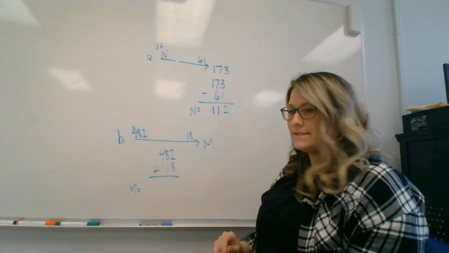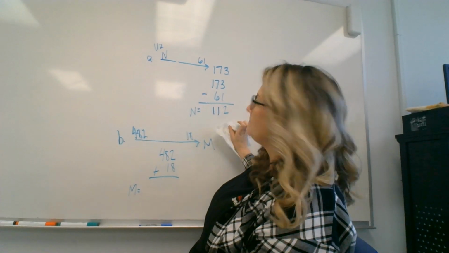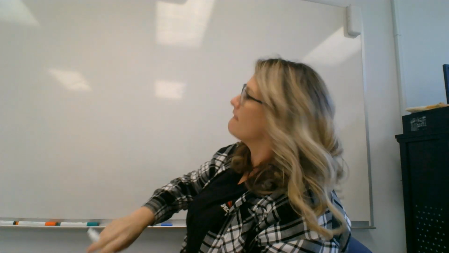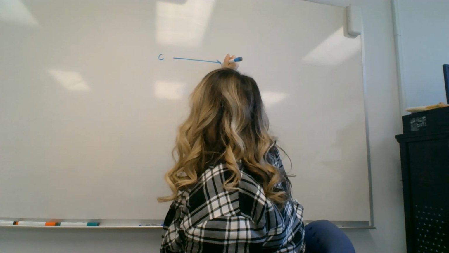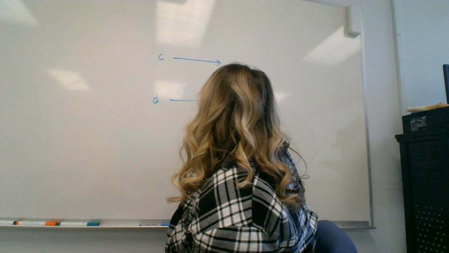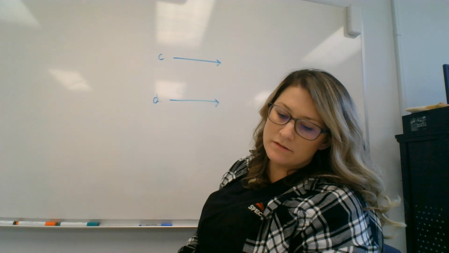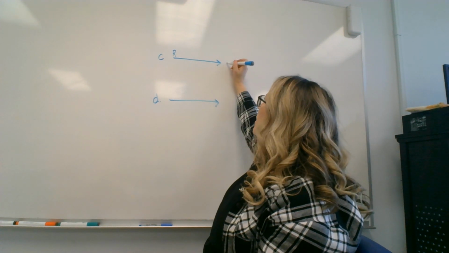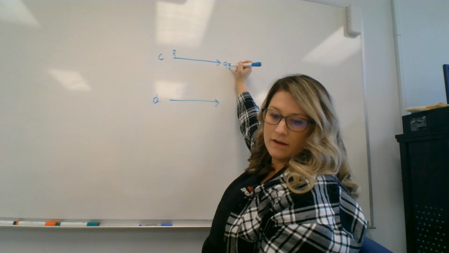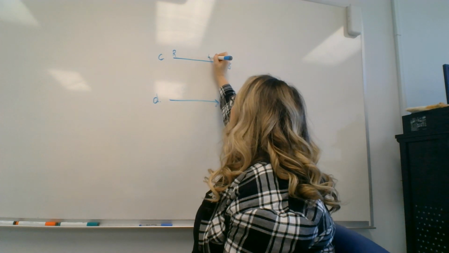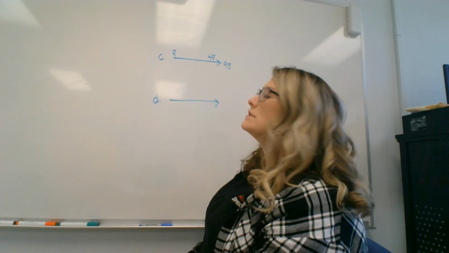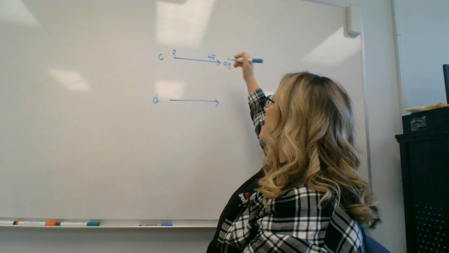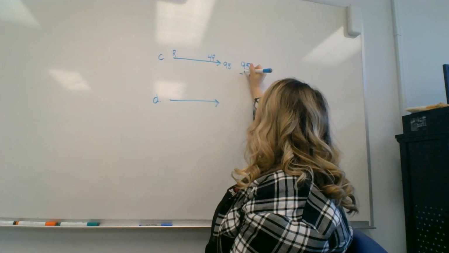All right, I'm going to go ahead and set up C and D for you. All right, C. C says the first small number is R. The big number is 95. So I'm going to go all the way to the end, 95. The second small number is 49. Okay, so I am missing a small number. I am going to subtract 95 minus 49.